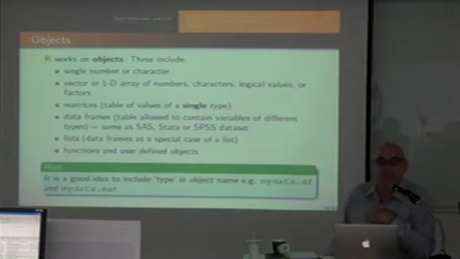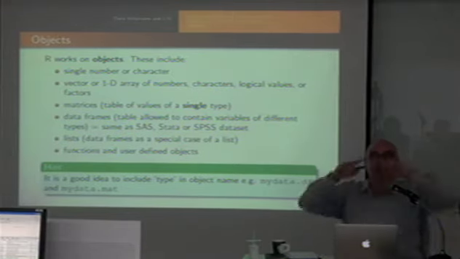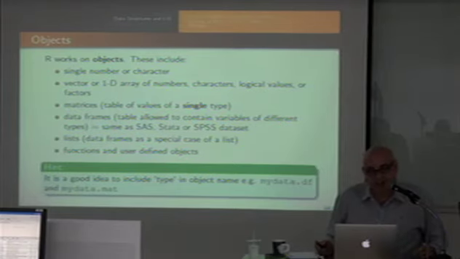We also have matrices, so now we're getting into tables of numbers, or tables of characters. Okay, so we now have rows and columns, but a matrix all has to be of a single data type. So they all have to be numbers, or they all have to be characters, all have to be logical, and so on. That's not particularly useful for us.